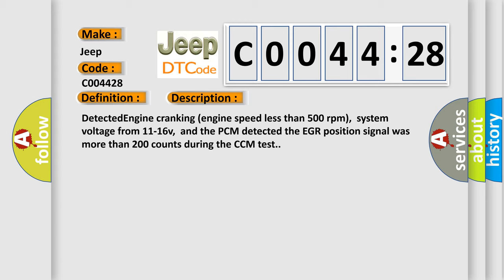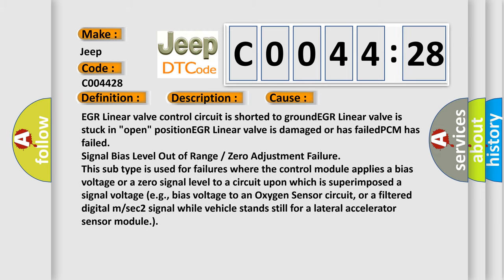Detected engine cranking, engine speed less than 500 revolutions per minute, system voltage from 11 to 16V, and the PCM detected the EGR position signal was more than 200 counts during the CCM test. This diagnostic error occurs most often in these cases: EGR linear valve control circuit is shorted to ground, EGR linear valve is stuck in open position, EGR linear valve is damaged or has failed, PCM has failed, signal bias level out of range or zero adjustment failure.